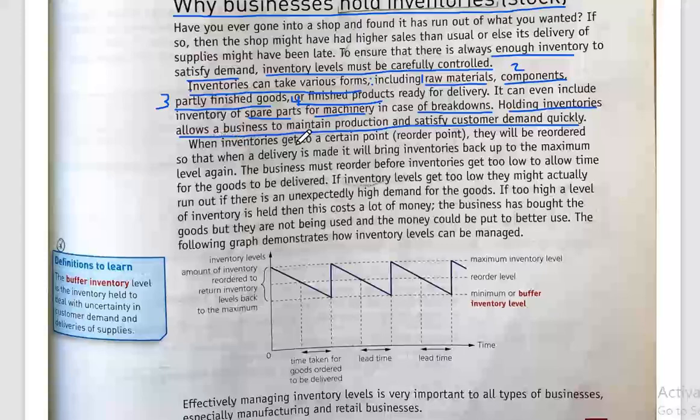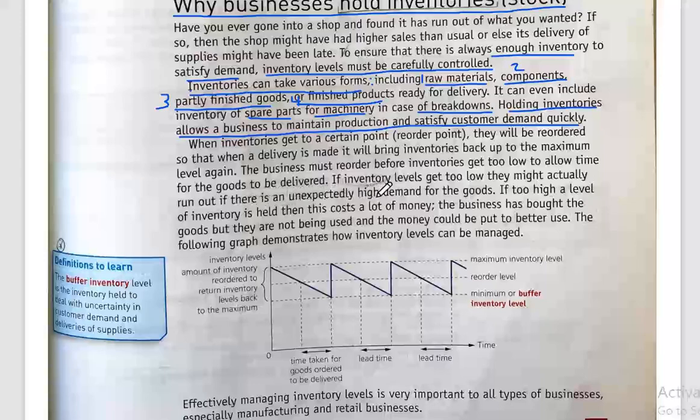So when inventories get to a certain point, the reorder point, they will be reordered, so that when a delivery is made, it will bring inventory back up to the maximum level again. The business must reorder before inventories get too low, to allow time for the goods to be delivered. If inventory level gets too low, they might actually run out of it.